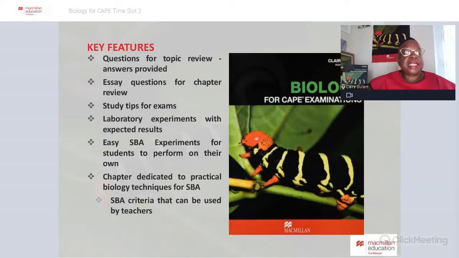The last chapter is dedicated to practical biology techniques for SBA, things like how to do a biology drawing, how to do the labels properly, how to do your analysis and interpretation. And there are also criteria that can be used by the teachers. And this is also great for students as well because you will have an opportunity to see how your teacher is going to be grading your school based assessment or grading any projects or any work that you might be putting in.